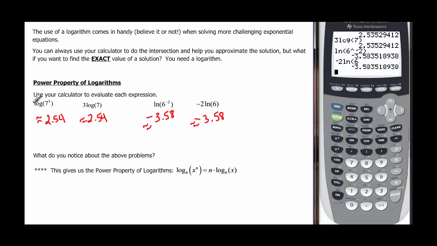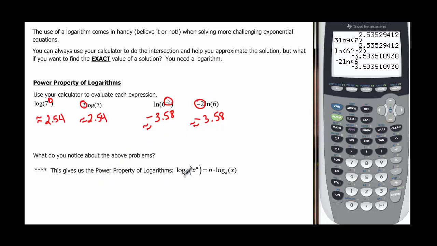We notice that in these first two, they both had logs, they both had 7s, and they both had 3s. It's just the 3 that changed. The 3 was in the exponent over here, and it was a coefficient in the second choice. Same thing happened over here with this natural log. We had negative 2 as an exponent in the first one, and then that negative 2 is our coefficient, and now our 6 inside our parentheses has no exponent on it. And it looks like the exponent went in front of the log, which is exactly what the power property is.